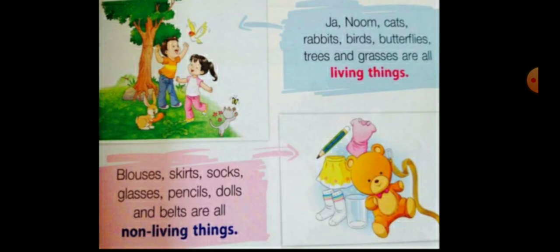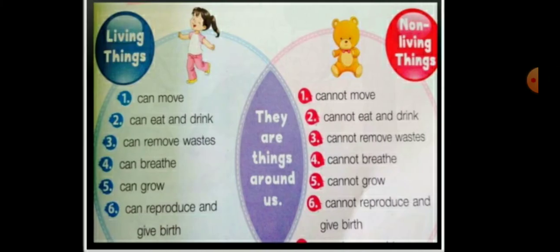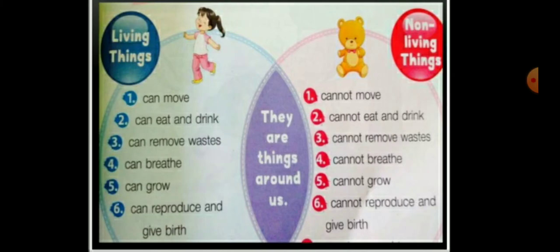So children, these are examples: blouses, skirts, socks, glasses, pencils, dolls, belts, all are non-living things. Here you can see in this picture the rabbits, birds, butterflies, trees, grasses, cats, and a boy and a girl, all are living things. So children, these are the basic characteristic features of living things and non-living things around us.